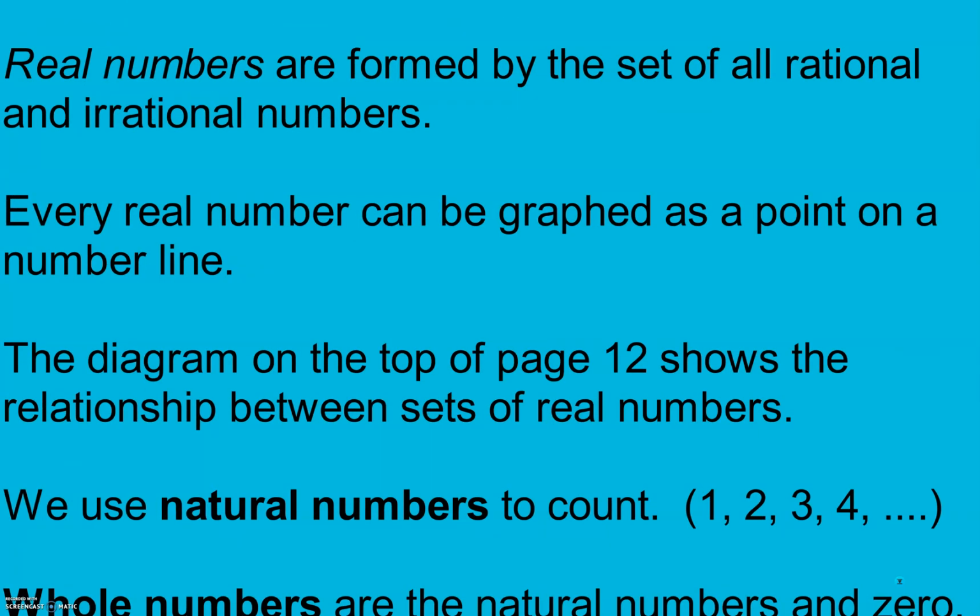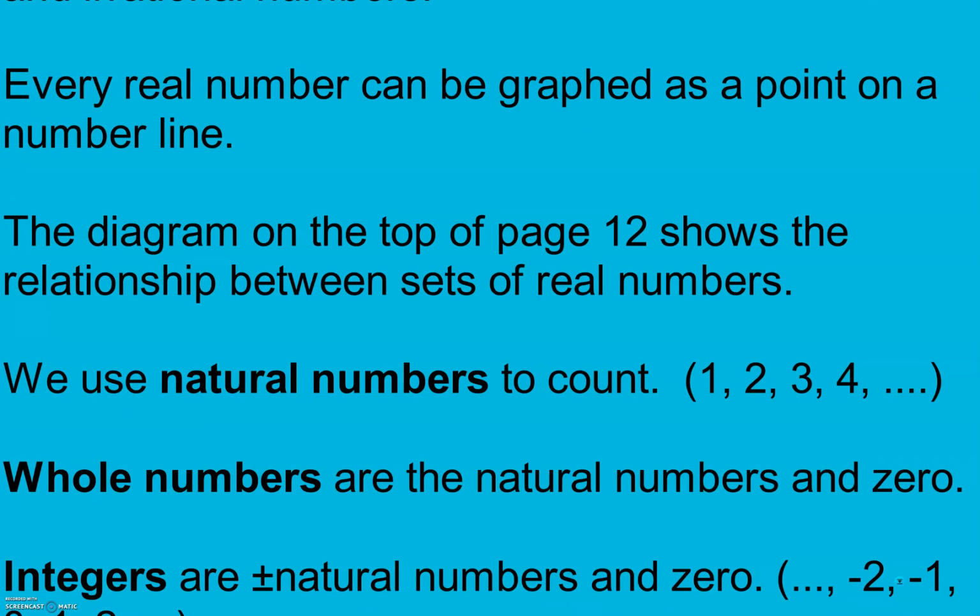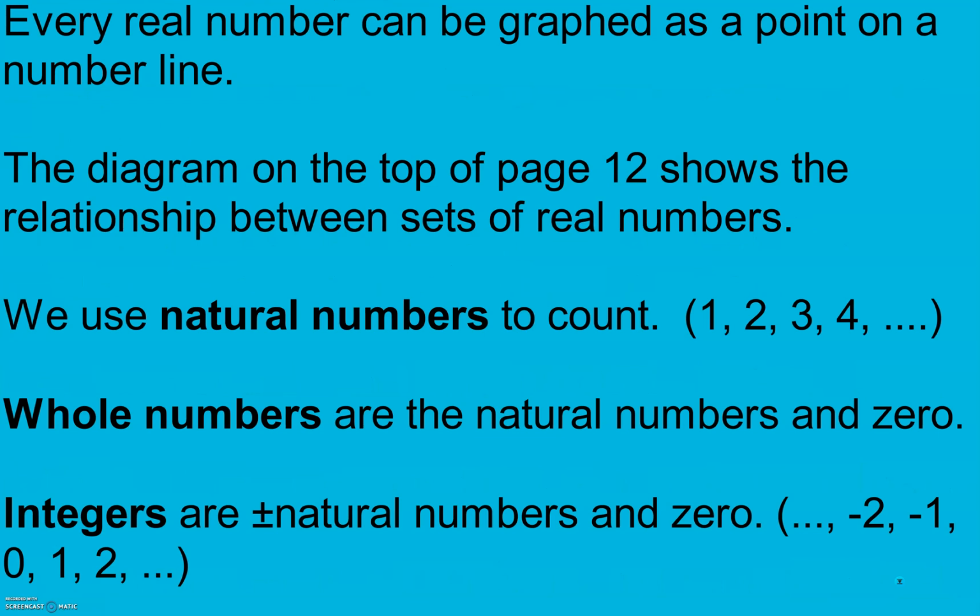So natural numbers are the numbers that we use to count. Naturally, when we were little, we started counting 3 puppies, 4 books, things like that. Okay, 1, 2, 3, 4. Whole numbers are the natural numbers, and we add in 0. Think about 0 like it's a whole. Okay, we add that to the natural numbers.